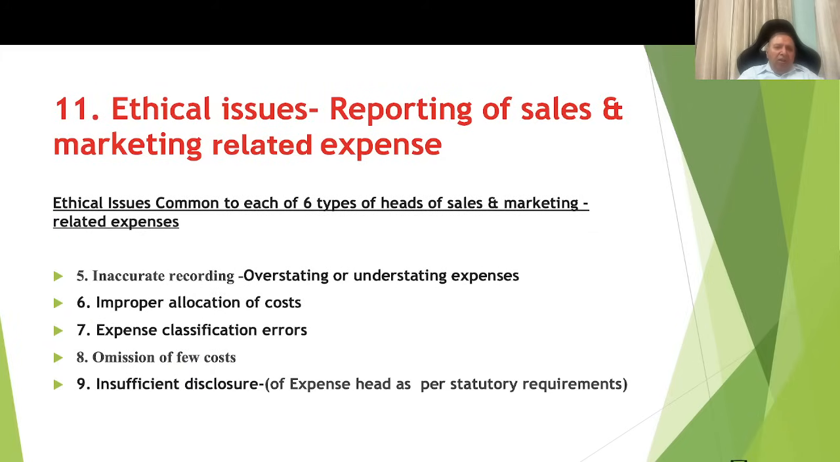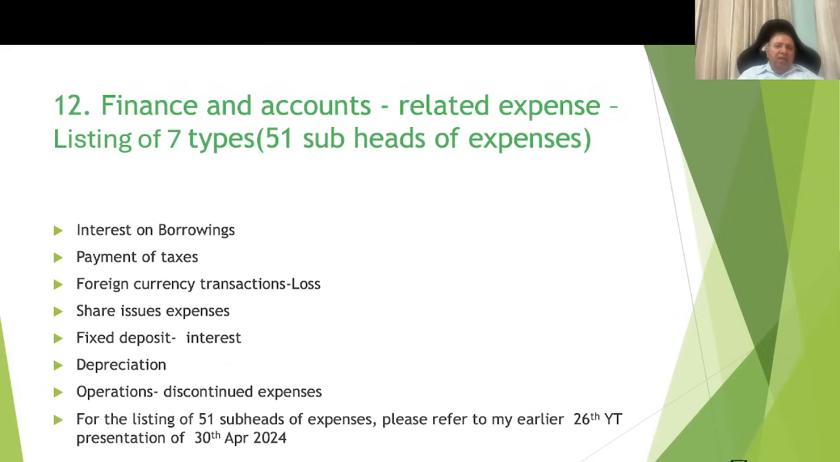Other common issues are inaccurate recording, overstating and understating of expenses in each of the 6 types of heads, improper allocation of the cost, expense classification errors, omission of a few costs, and insufficient disclosures vis-a-vis requirements. Now, finance and accounts related expenses, listing of 7 types.